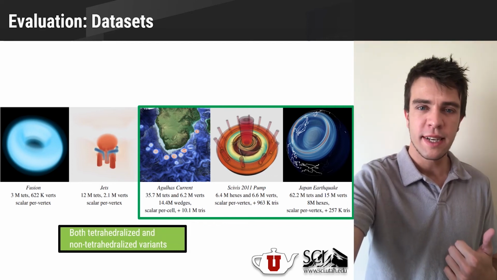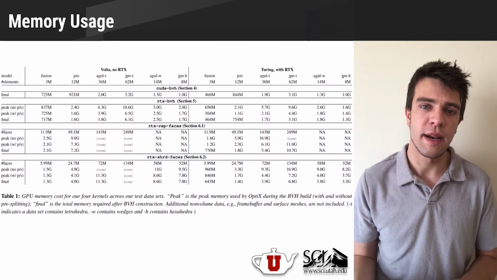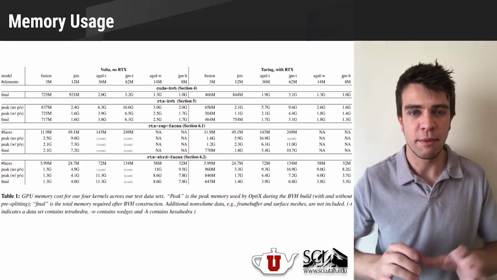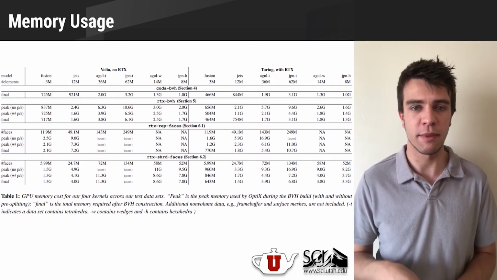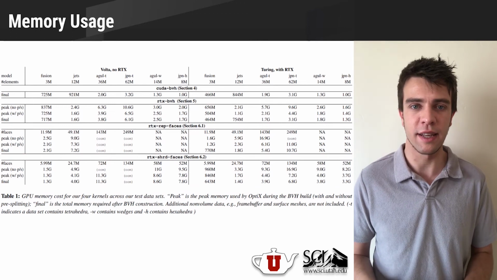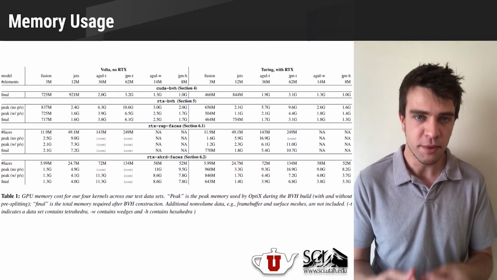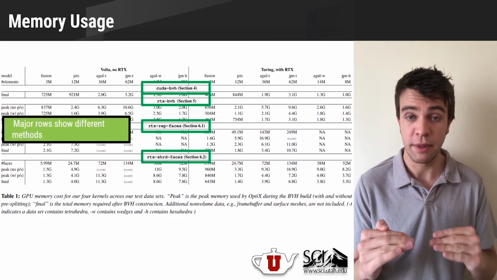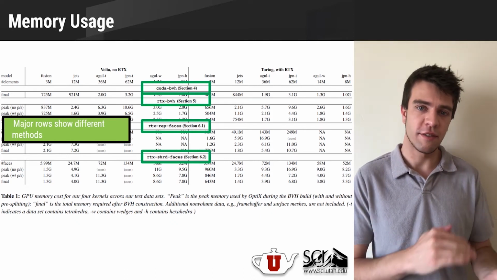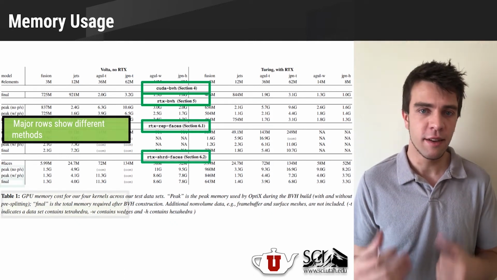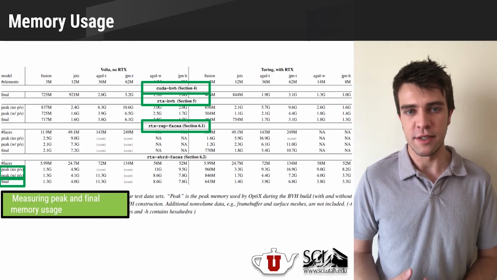First, we ran some memory tests to see how our method stacks up against the baseline. I'm only going to highlight a couple of the key takeaways here, but the full table is in the paper if you'd like to check it out more. Major groups of rows are the reference method, the replicated faces method, and then our final shared faces method. For each method, we measure peak and final memory usage.